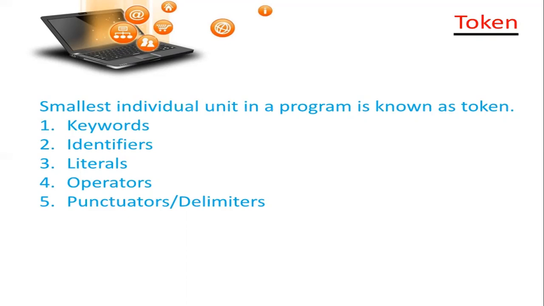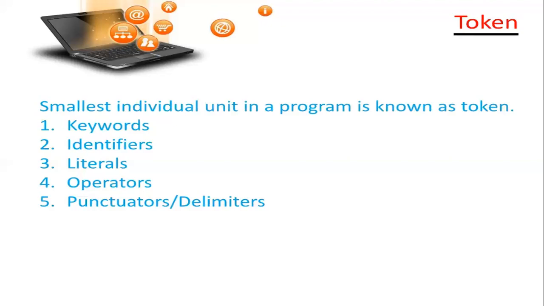Next is literals. This is a fixed numeric or non-numeric value. It's called a literal. It can be defined as a number, a text, or other data that represents a value to be stored in variables. So basically, a literal is any number or any text or any other data that represents values that have to be stored in a variable.